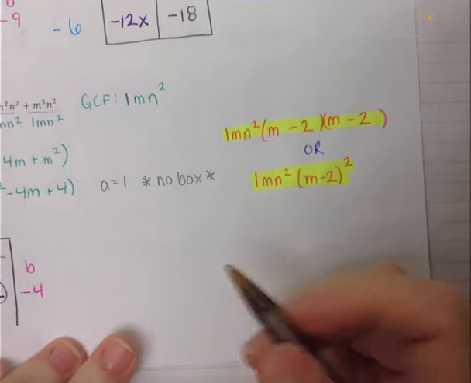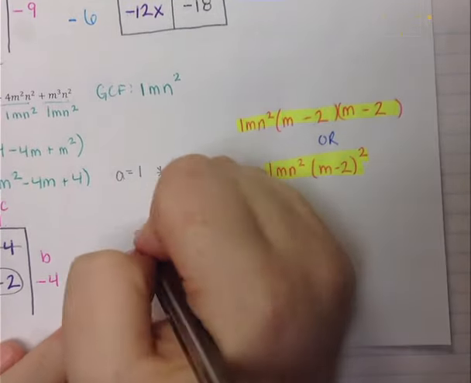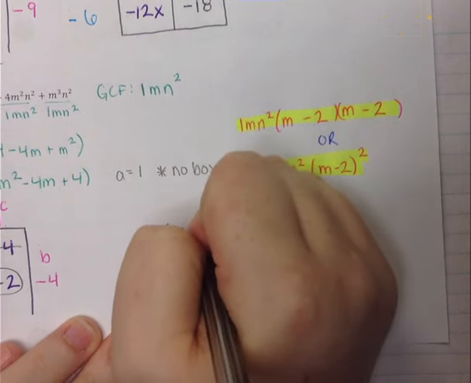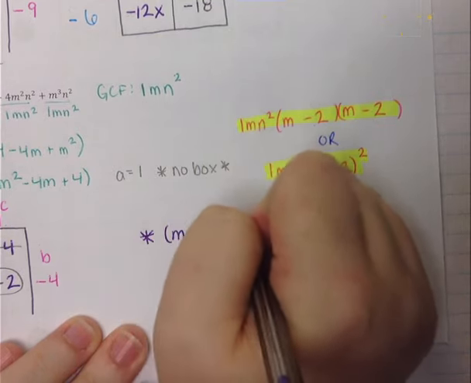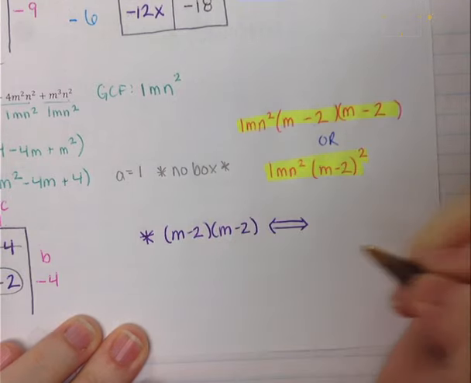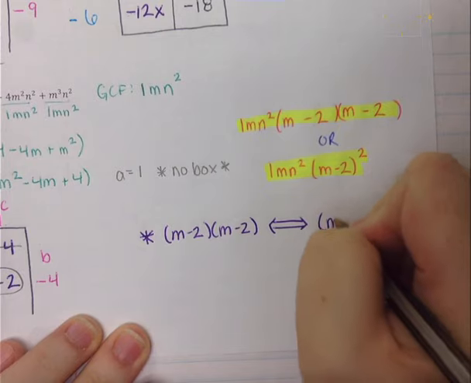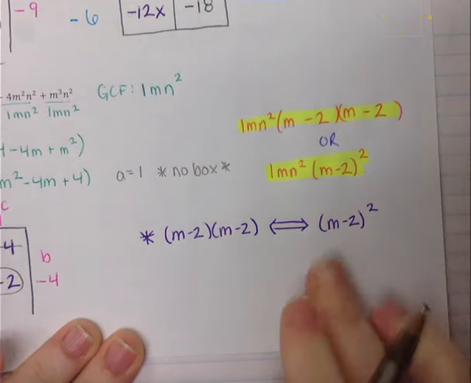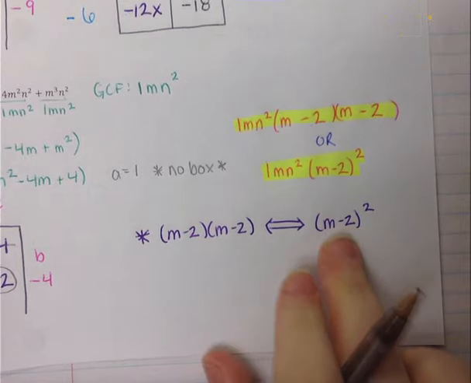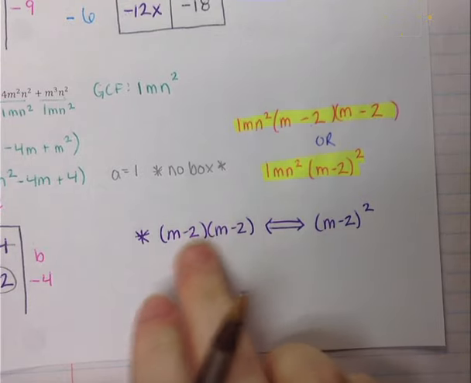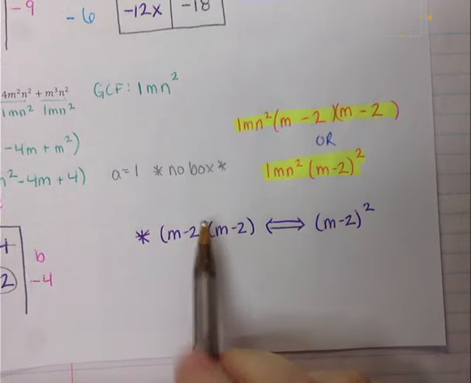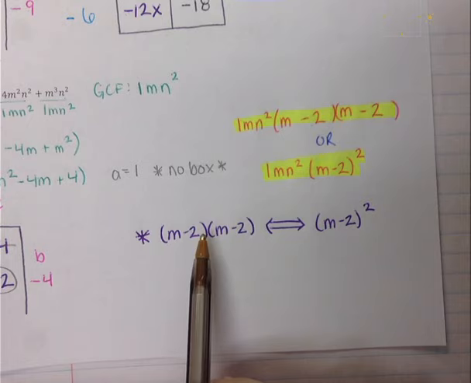I am going to make a little note down here to re-mention what I just said, that m minus 2 times m minus 2 can go as m minus 2 squared. But you also have to understand that it goes the other way too. If you're given m minus 2 squared, you can rewrite them out twice, because if you had to distribute them to get in a standard form, you have to make sure that you end up with a quadratic.